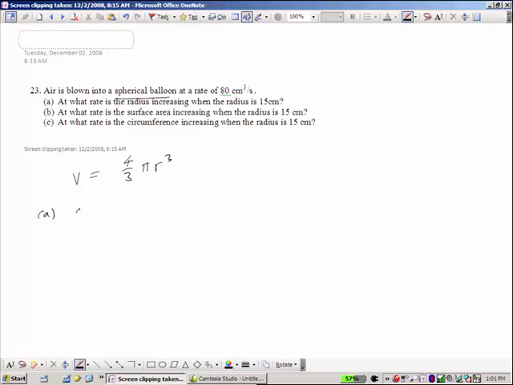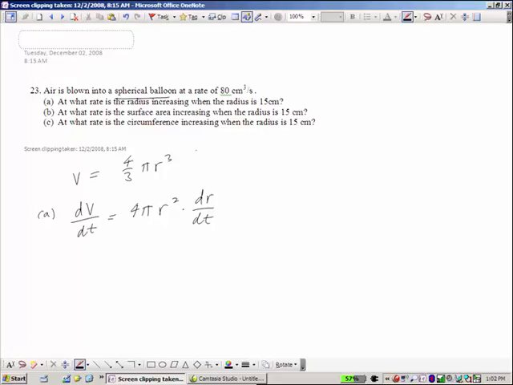Okay, so over here, I'm going to get dV over dt, and again, I'm being very deliberate using Leibniz notation. And over here, dr over dt. Power rule: 4 pi r cubed squared, 4 pi r squared, and don't forget the chain rule, which is dr over dt.